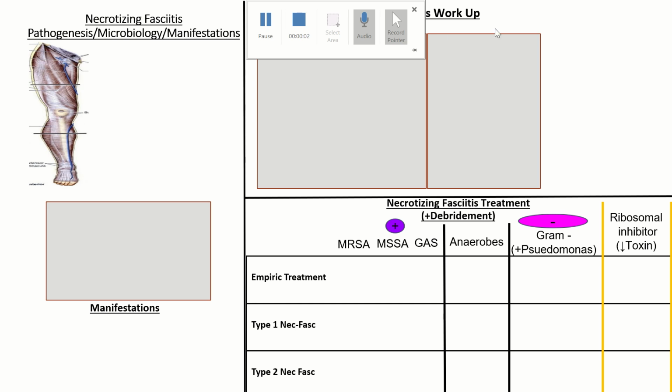So we're going to be going through necrotizing fasciitis. Once again, this is for board review purposes, educational purposes only, and also it goes by our local antibiogram as well for certain parts. It may not be completely generalizable to where you're practicing.